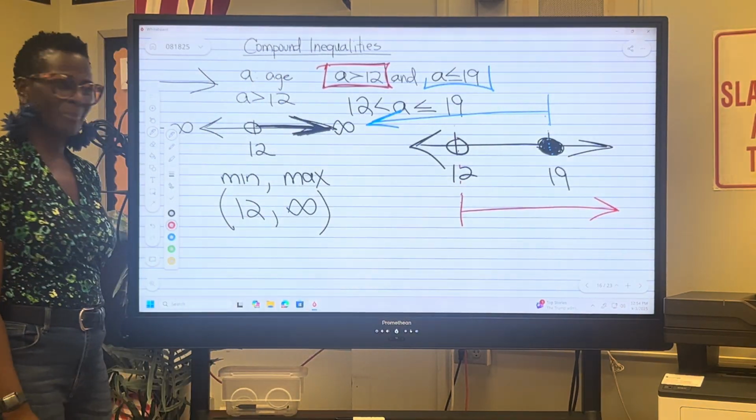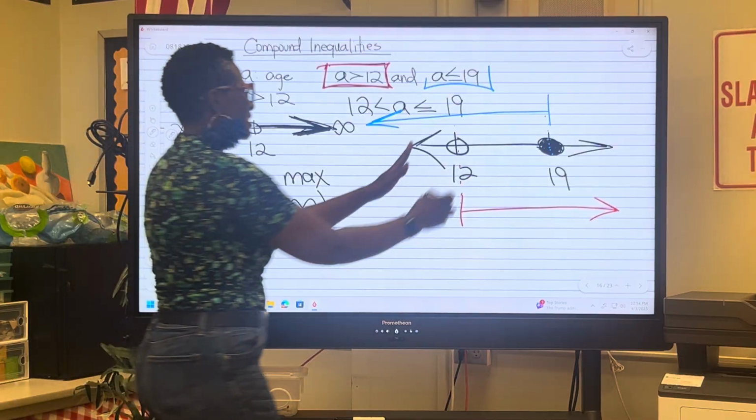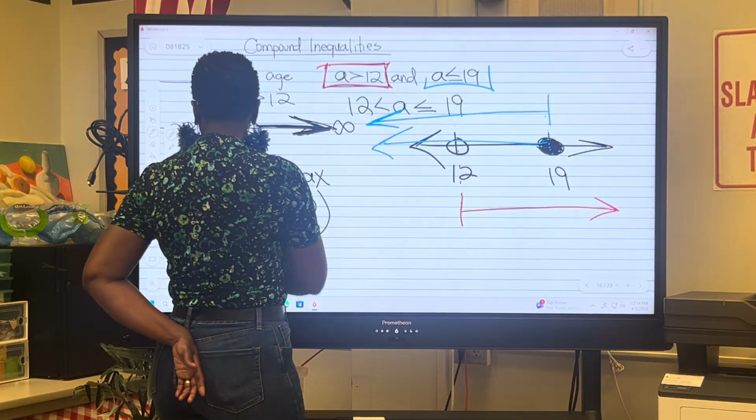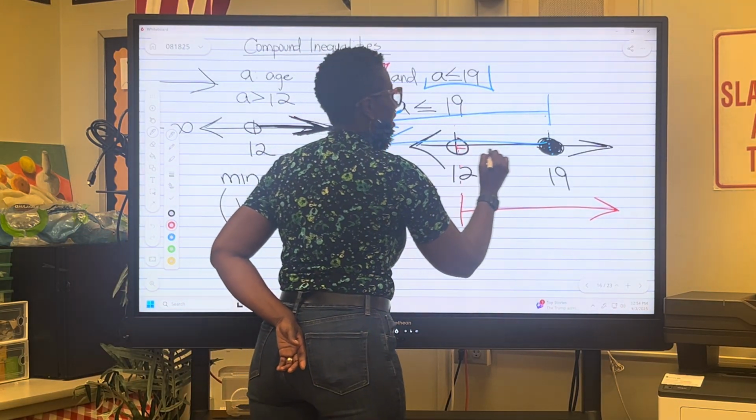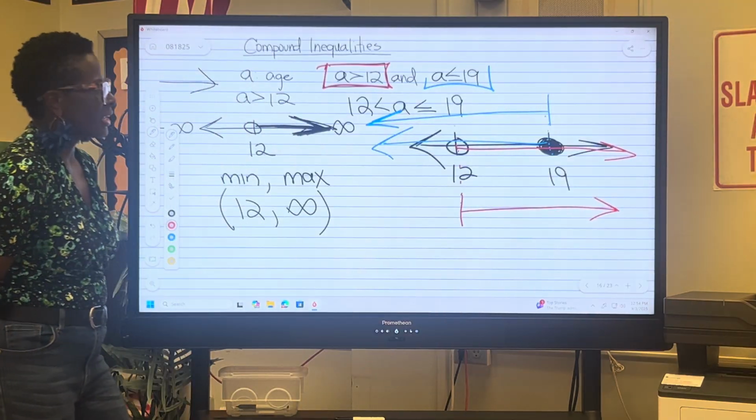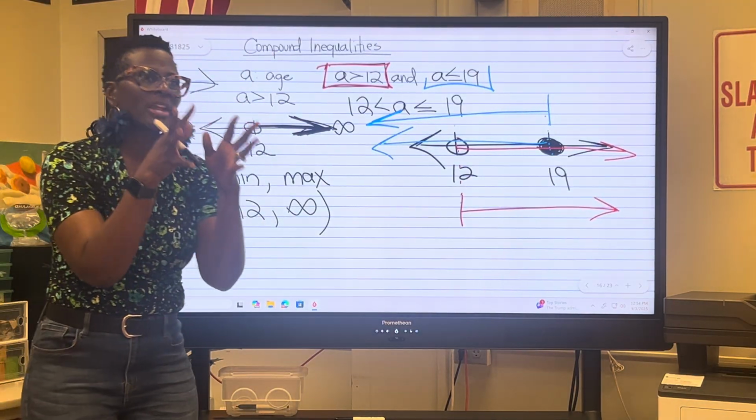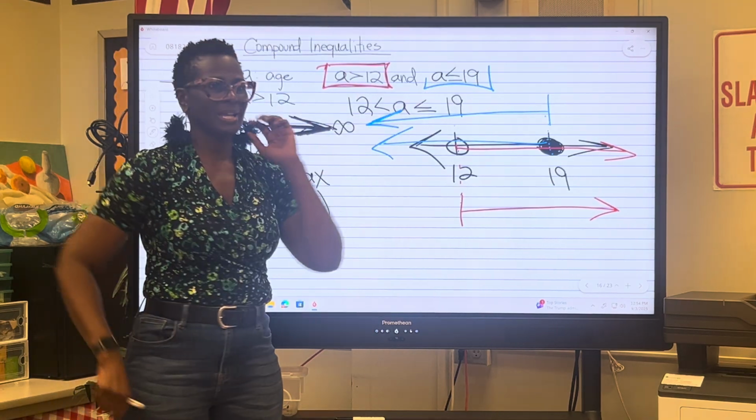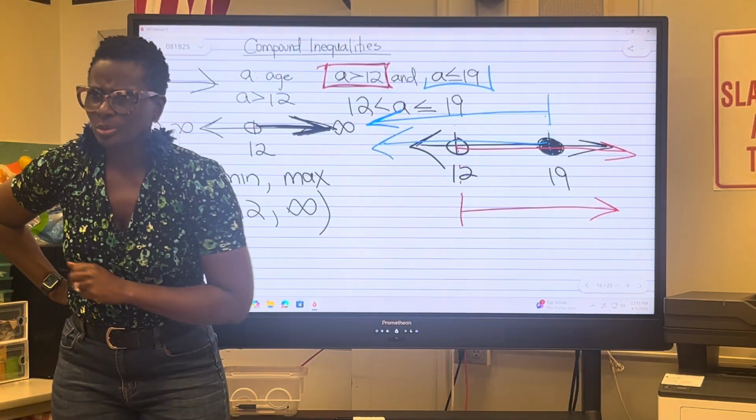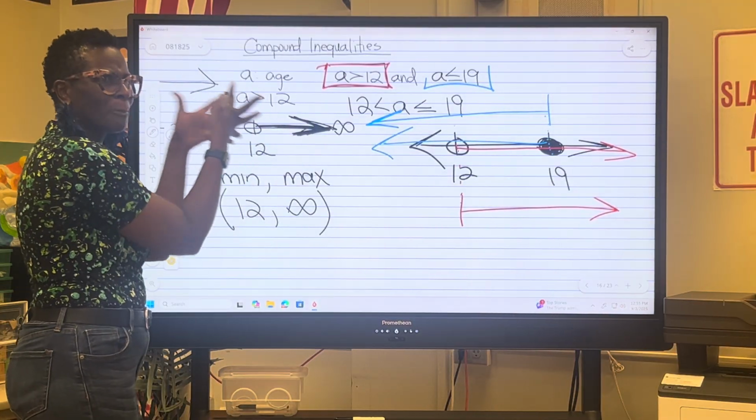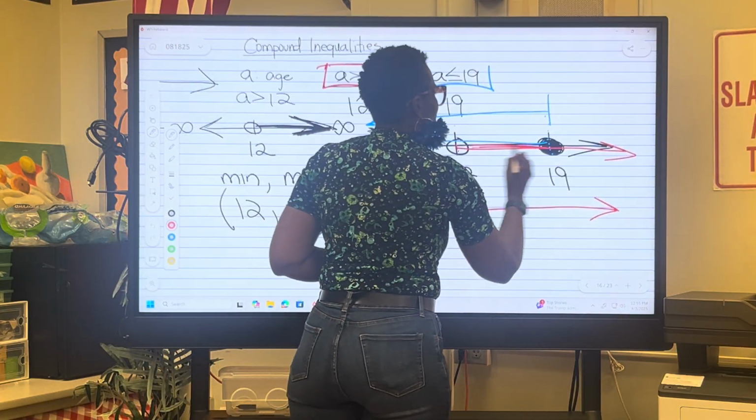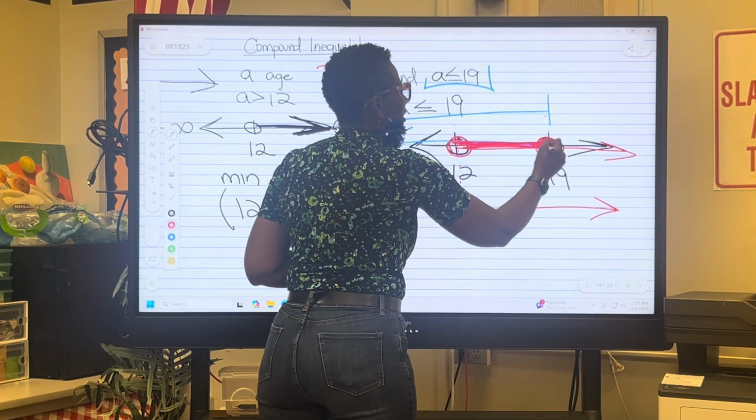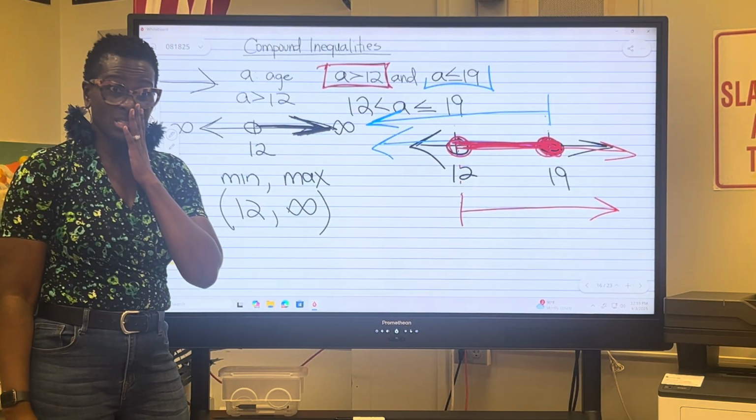What do they have in common? This is saying everything from here this way. This says everything from here this way. What do they have in common? Where are the numbers that are greater than 12 and at the same time less than 19? They're in the middle. So where are my solutions to this compound inequality? They're in the middle. They are here. Here's where my solutions are. Between this and this, including this. Does that make sense? Yes?